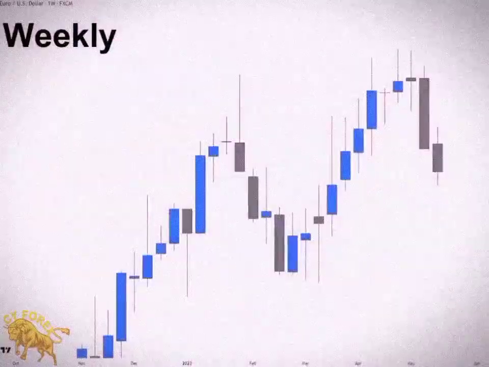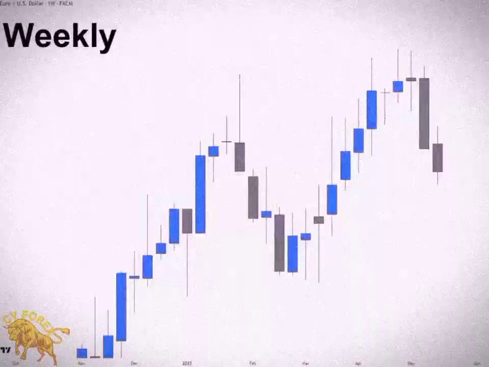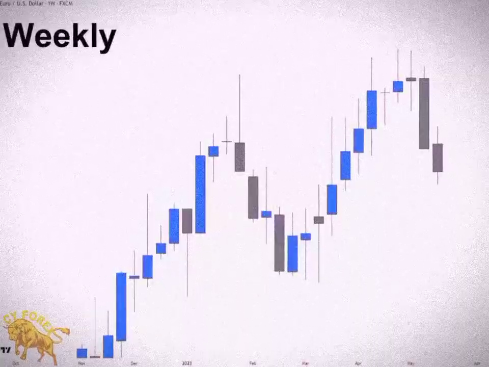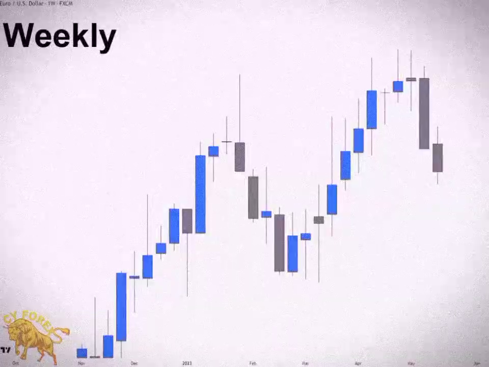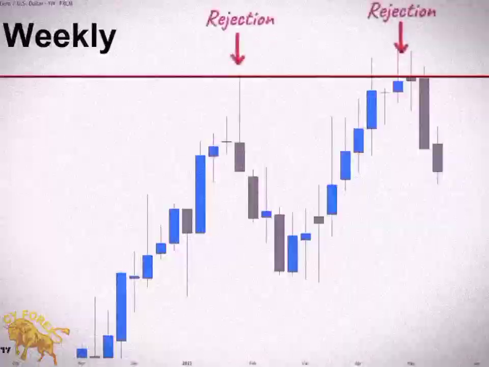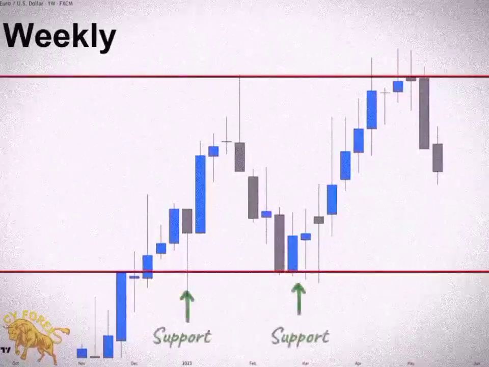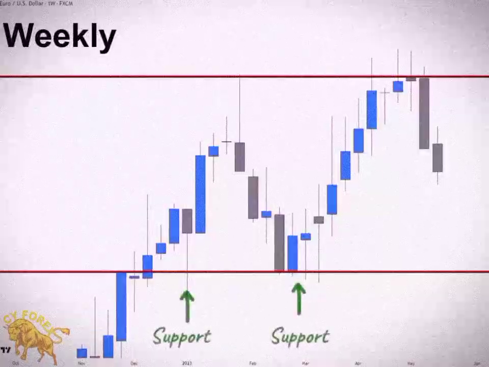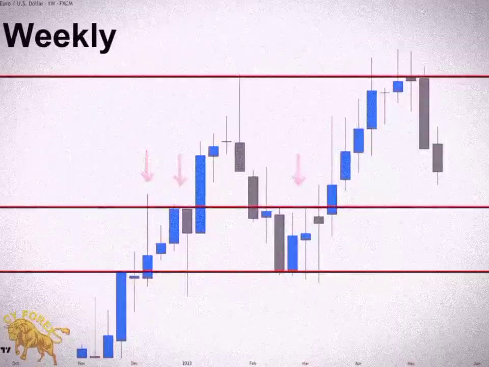Here we have euro-dollar on the weekly time frame. In the first step, we mark the key levels of market structure that price have recently reacted to. We want to keep our analysis simple, so we only draw the most recent levels near the current price. For example, this level is our historical top, which has recently rejected the price twice. We have another key level in front of the price, which has acted as support multiple times. Also, we could draw another key level here.